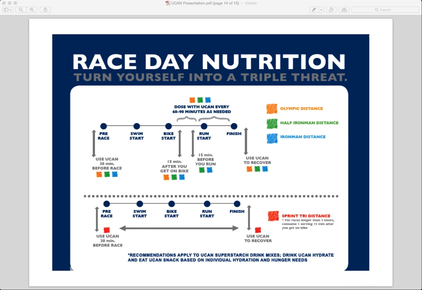Now, if it's a 70.3, for a lot of people, that's really all they need. If it's a full Ironman, then they might do what you said off the top. They might carry a flask with them, and 75 minutes, 90 minutes into the run, they're taking down a shot of UCAN halfway through to carry them through the second half of that run.